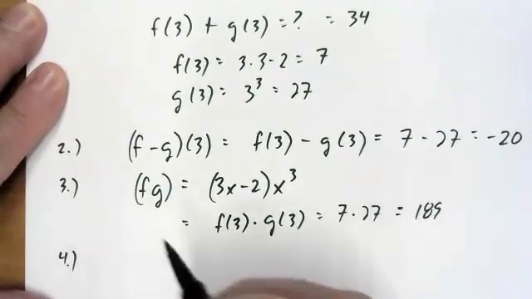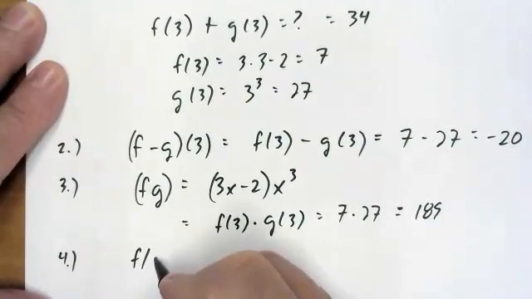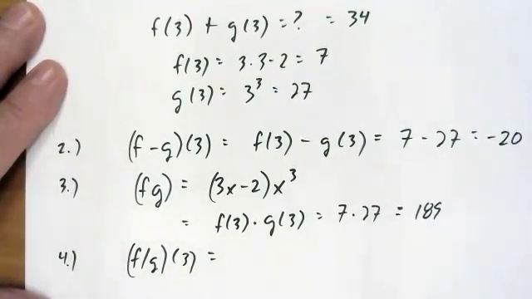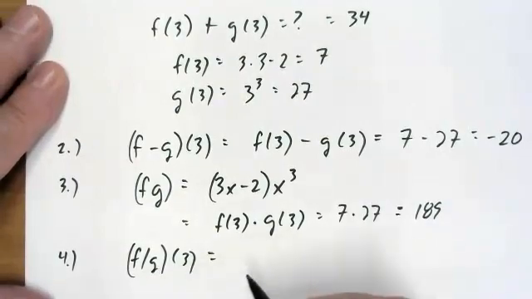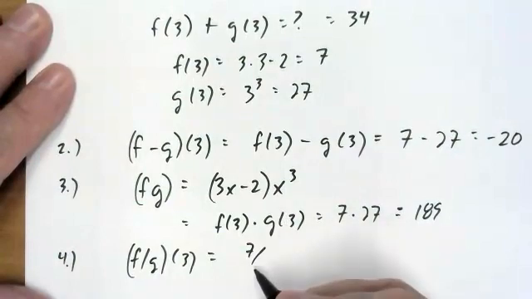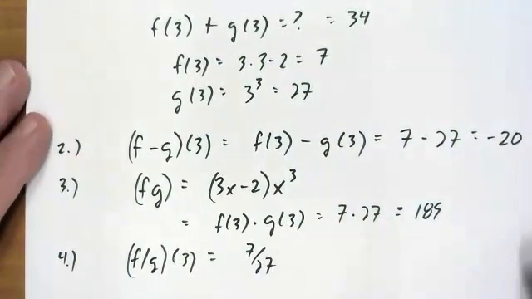So the last one, f divided by g evaluated when x is 3. So the f function is once again 7. The g function is 27. I don't think this reduces, so that's it.